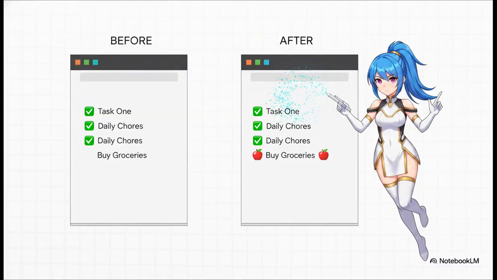Okay, this is where it gets really fun. The dash before and dash after pseudo elements let you add content directly from your CSS that isn't even in your HTML. So you could add a little checkmark emoji before every item in a list, or maybe an apple emoji after the word apple. It's perfect for adding those little decorative touches without cluttering up your code.